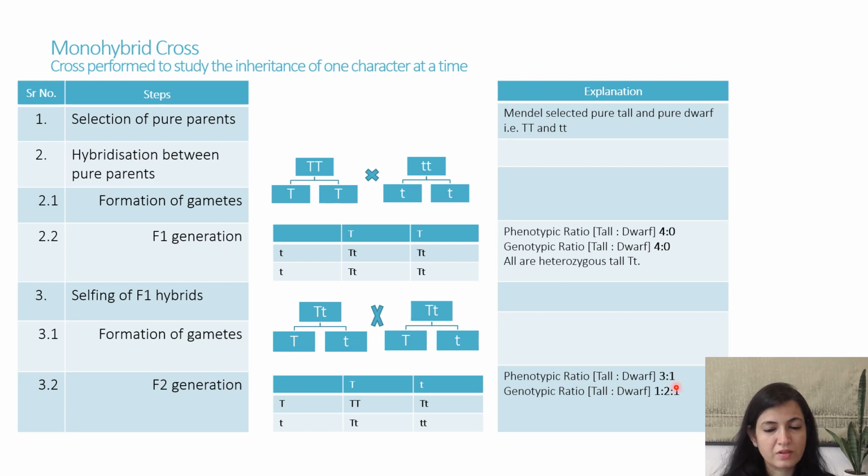So phenotypic ratio will be 3:1, and genotypic ratio will be 1 is pure tall, so 1, then 2 are heterozygous tall, so 2, and the 1 is dwarf, pure dwarf, so it will be 1 again. So genotypic ratio, it will be 1:2:1 for the F2 generation of a monohybrid cross. So you need to remember the phenotypic and the genotypic ratios of the F1 generation and the phenotypic and the genotypic ratios of the F2 generation in a monohybrid cross. So this was all about the monohybrid cross.